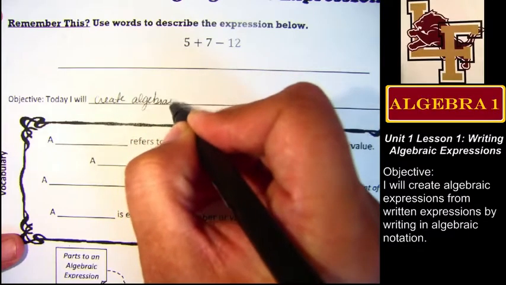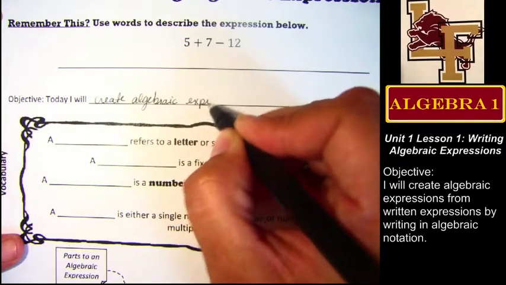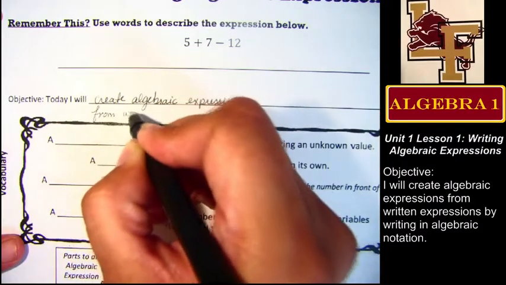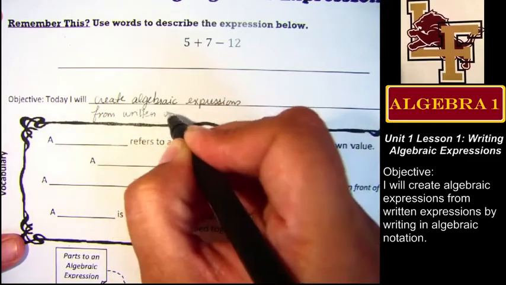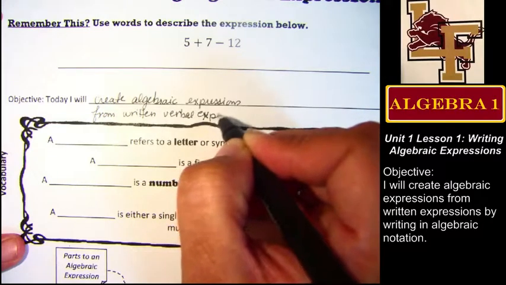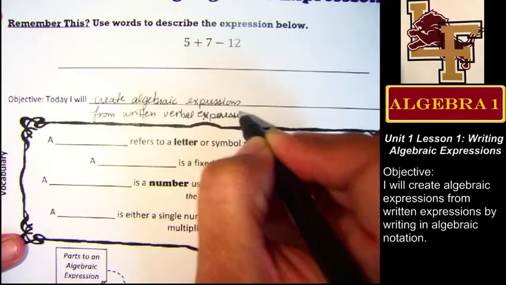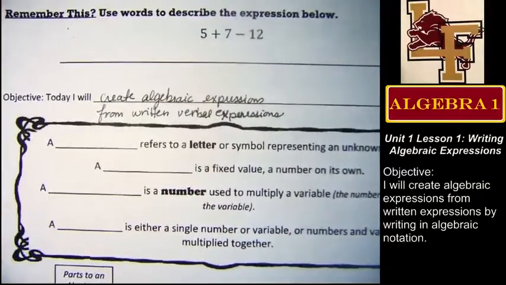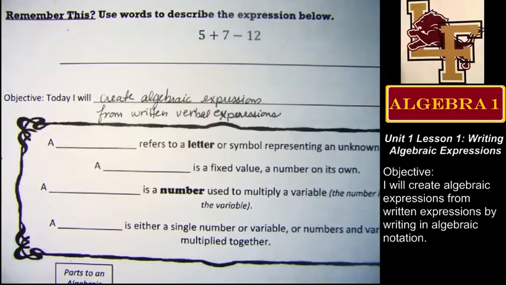Beautiful. So today we're going to be creating algebraic expressions. And we're going to be doing that from written, and I'm going to add a word here for you, verbal expressions. And that verbal just means that we've got verbs and maybe nouns and like English things. Okay? So if you'll write today's objective, you don't have to deal with my terrible handwriting. You can look at it on the whiteboard. We're writing today's objective. I will create algebraic expressions from written, and I've added the word verbal, expressions.